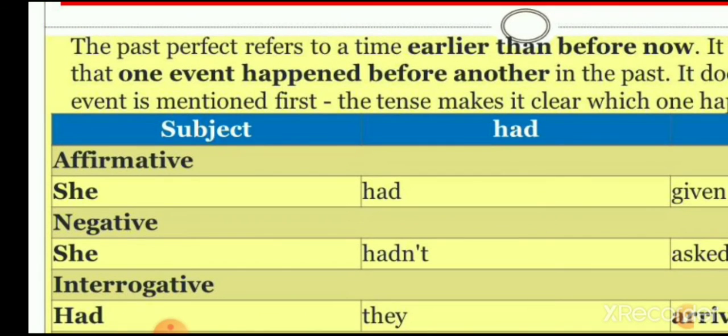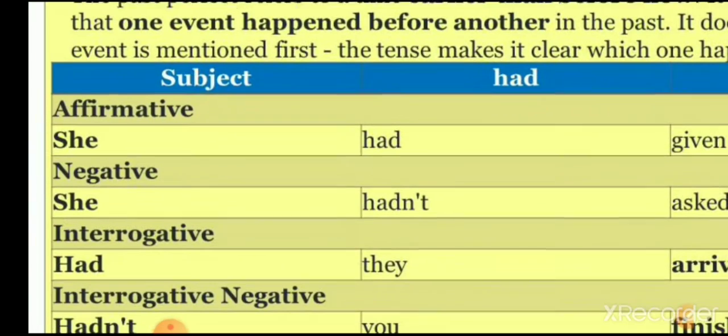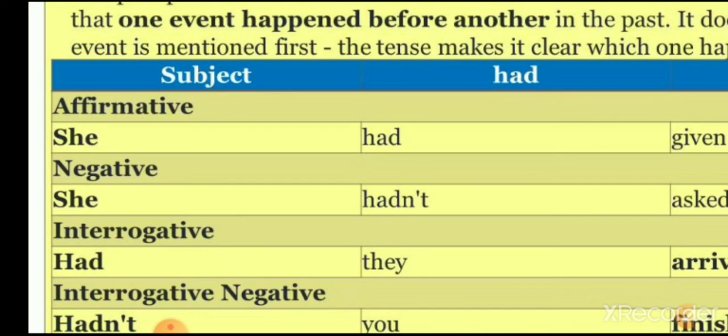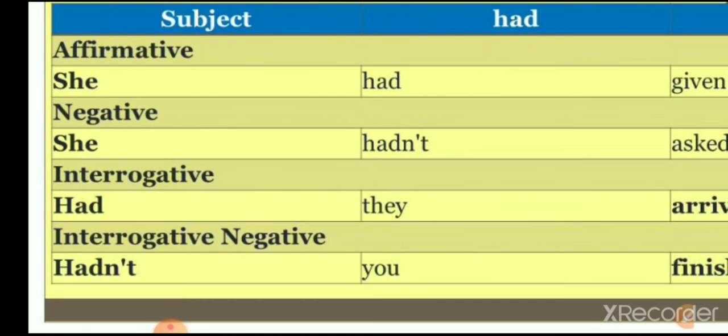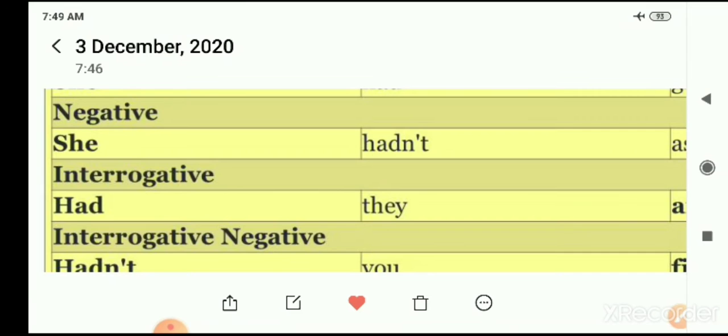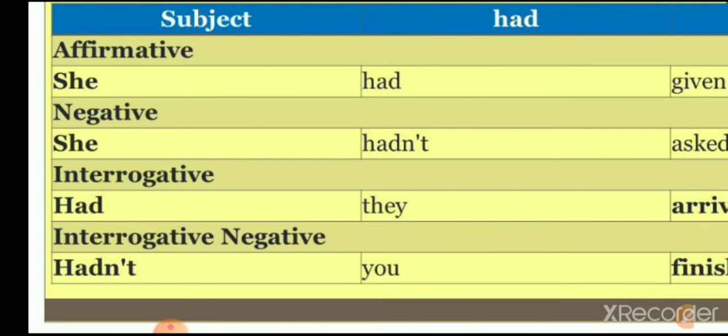Let us know with examples. In case of affirmative, the example is she had given. Negative, she had not asked. Interrogative, had they arrived? Interrogative negative, hadn't you finished?